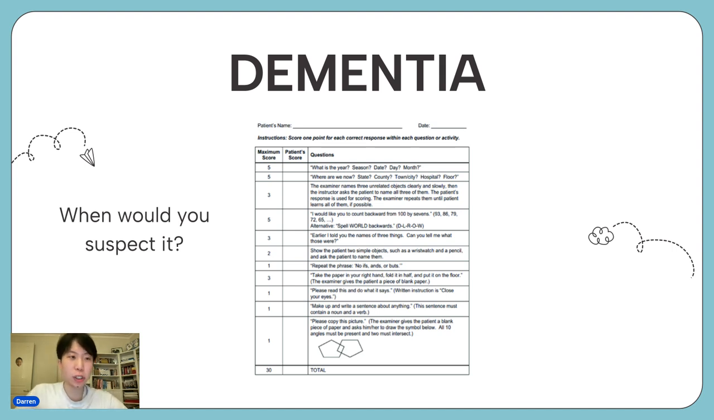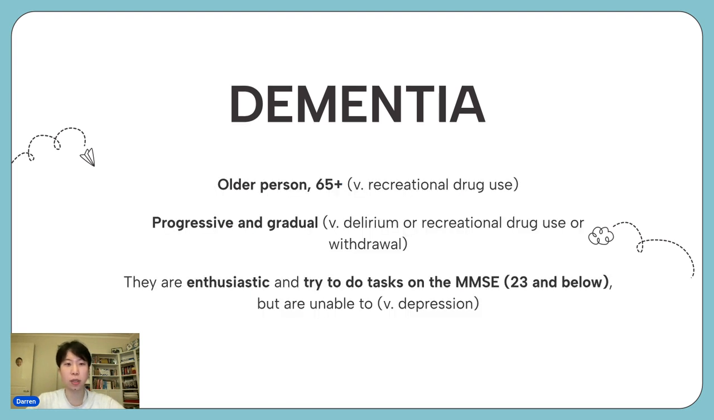Next topic, dementia. So when would you suspect that someone has dementia? So what features? Imagine you're writing a question. We've been talking a lot about what kind of a person is at risk of getting a condition, what their story or presentation may be like. So what would it be for dementia? So firstly, dementia would be an older person, 65 plus. They're not going to be 20 years old, confused, and the answer is dementia. That's so unlikely for them to test. And that's how you differentiate it from recreational drug use, perhaps.